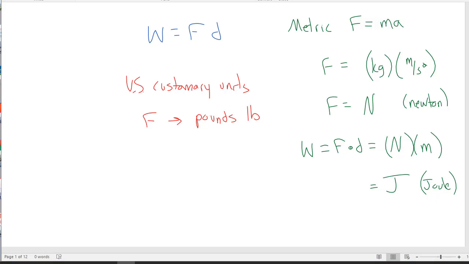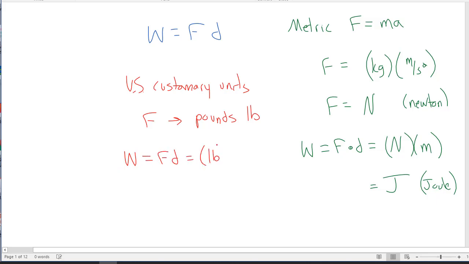Now, when we talk about distance for the U.S. customary units, we talk about feet. That's our unit that we look at. So our force times distance is going to be our pounds times the feet, the units that I travel.